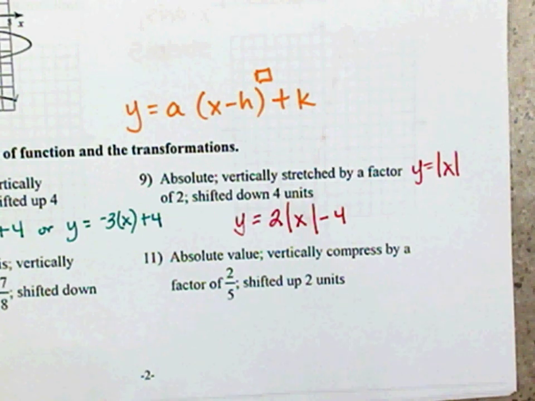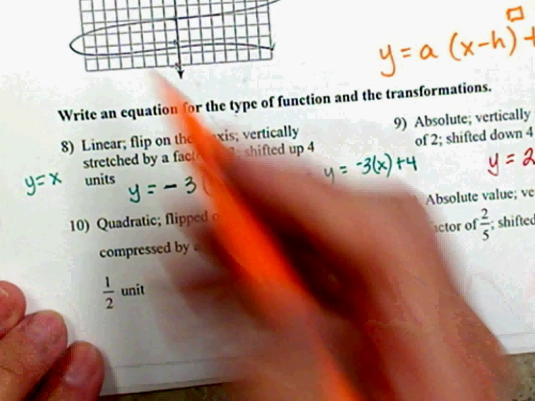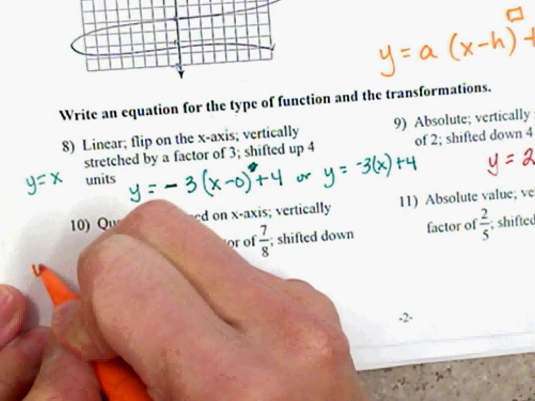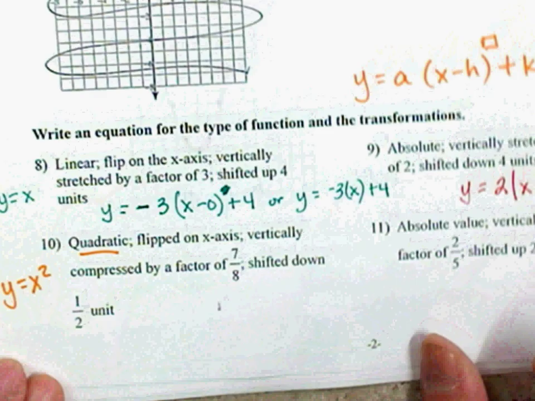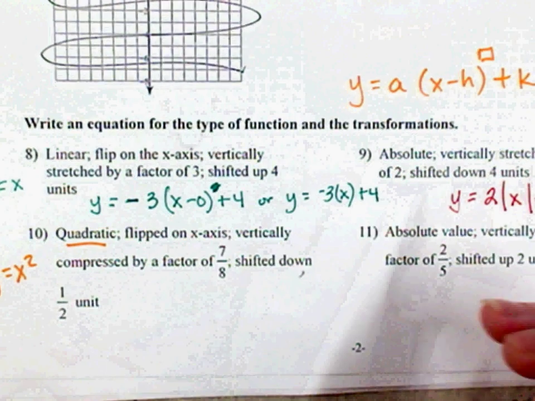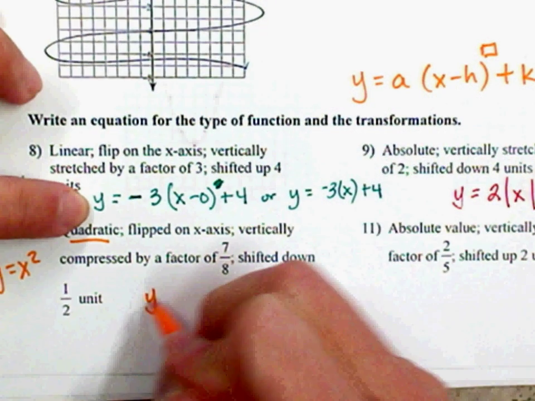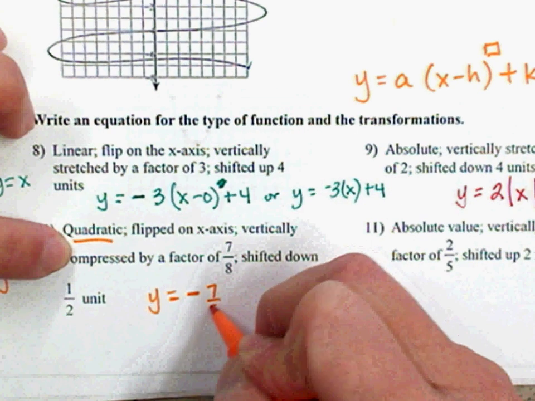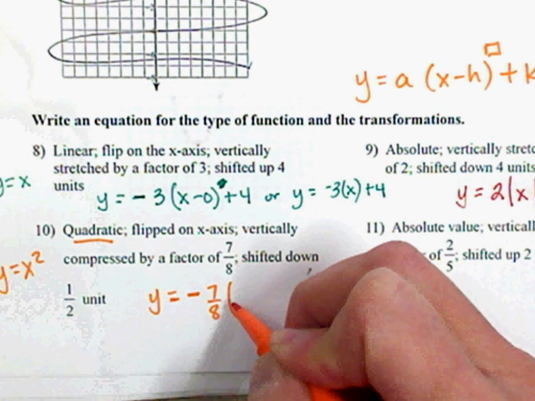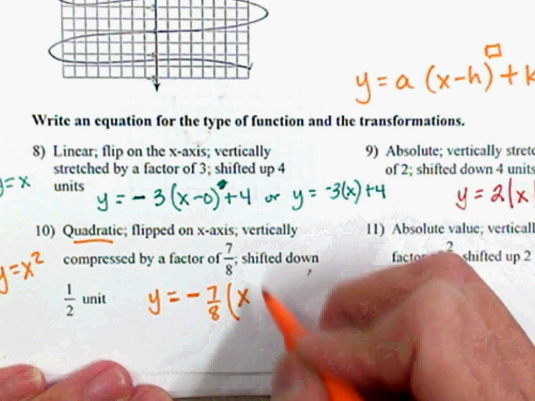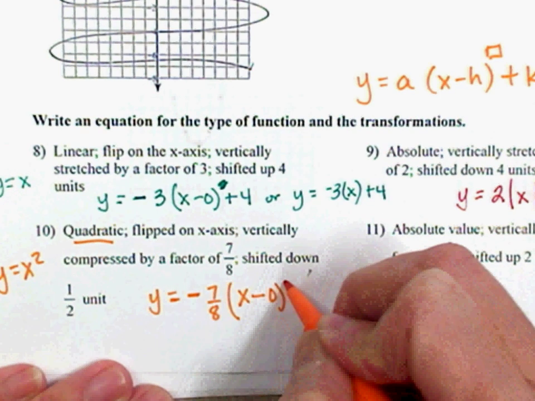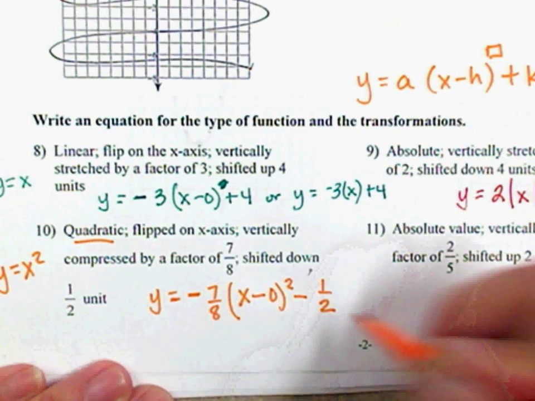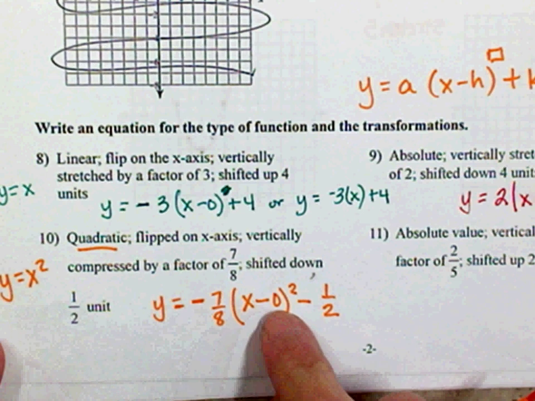Number 10. Quadratic is y equals x squared. And then everything changes. Okay? So here we go. Y equals, flip on the x-axis, vertically compress by 7/8. Shift it down. Down is outside, so (x minus 0) squared minus 1/2. You don't have to write that 0, but you have to have that square.